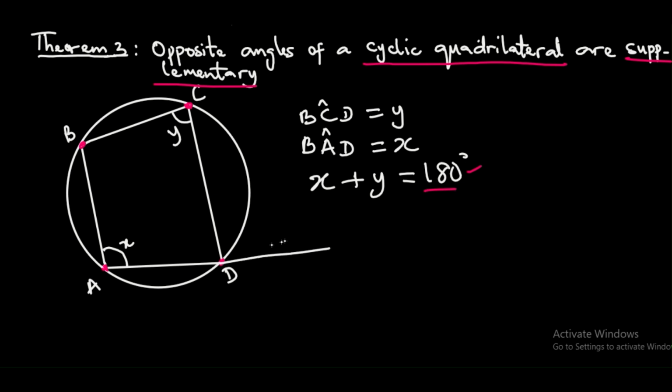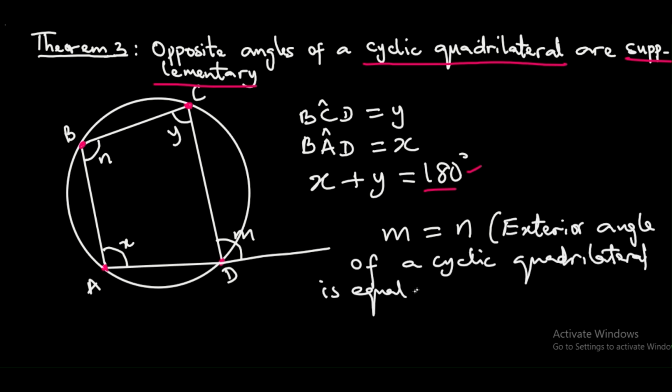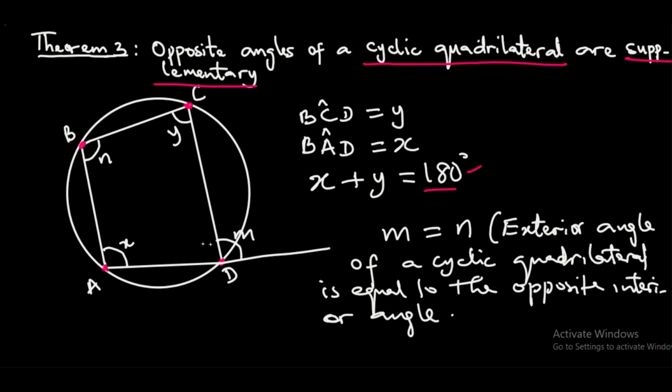Suppose AD is extended. So we now have the exterior angle of the cyclic quadrilateral. Suppose the exterior angle is M in this instance. There's another corollary that we have to note: the exterior angle will be equal to the opposite interior angle. M will equal N. We also have to note it. Please note that and jot it down. So the exterior angle of a cyclic quadrilateral is equal to the what? Opposite interior angle. And we can also prove this as well.